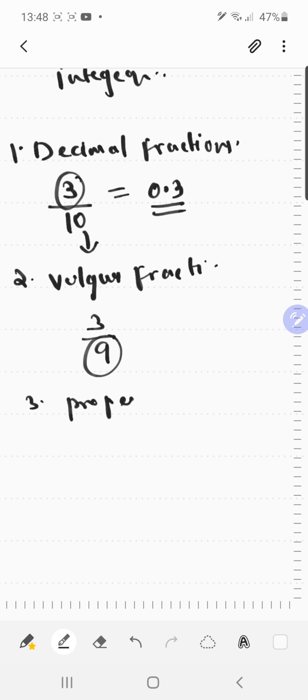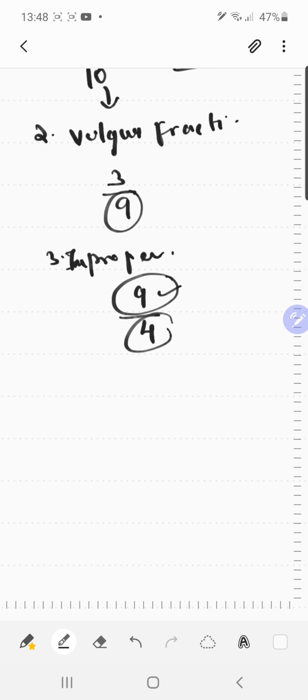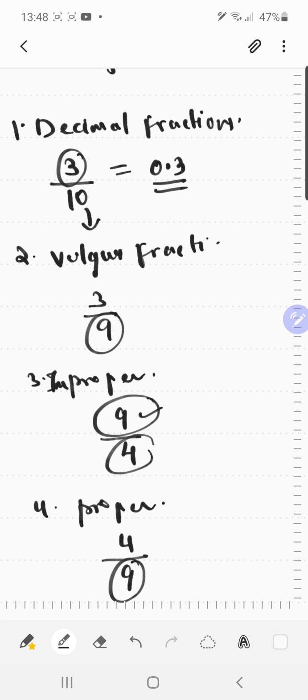Then you have proper fraction, whose denominator is greater than the numerator. Whose denominator is greater than its numerator. This is called a proper fraction. When you have numerator greater than denominator, it is called an improper fraction. In proper fraction, we have denominator greater than the numerator. I'll repeat again. There should not be any confusion.